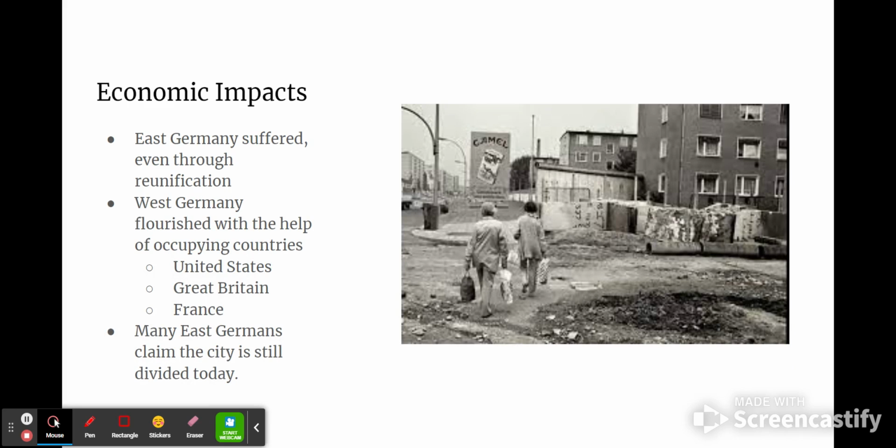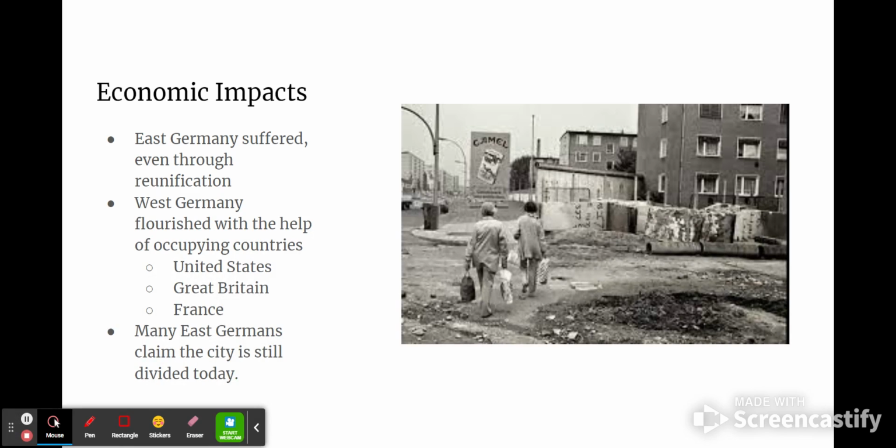For the economic impacts, this is a picture of the East shortly after the wall had fallen, I want to say like a year or two. East Germany suffered really bad even through the reunification. West Germany continued to flourish because they had the help of the occupying countries, as stated before, the United States, Great Britain, and France. Many East Germans claimed that the city is still divided today. Those citizens that were residing there.